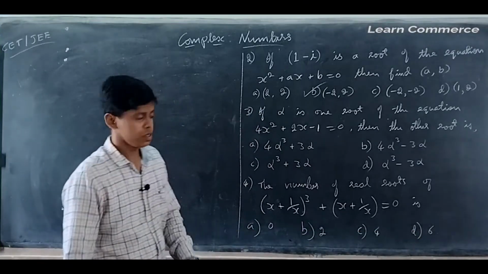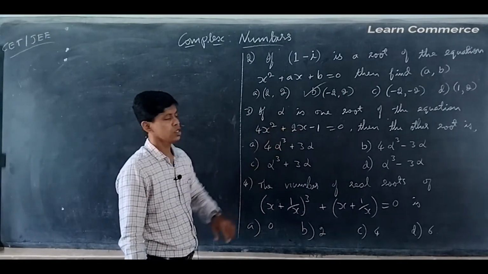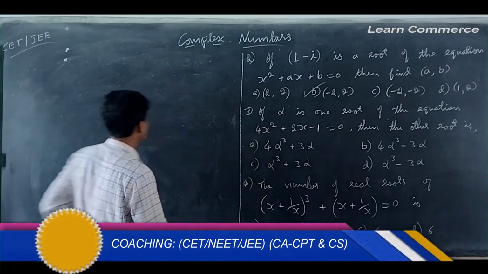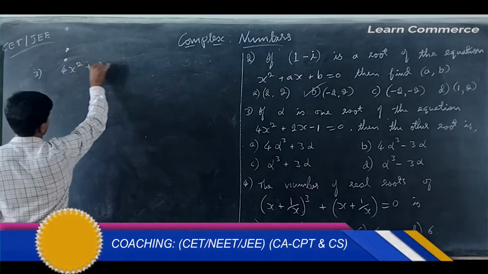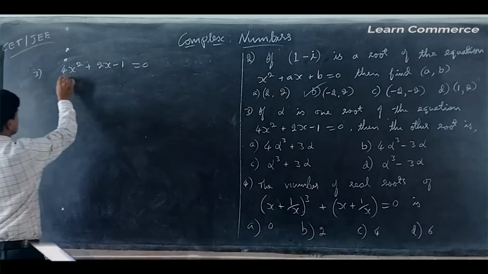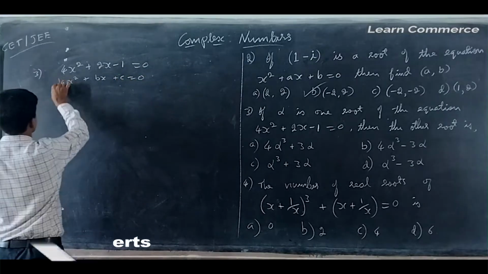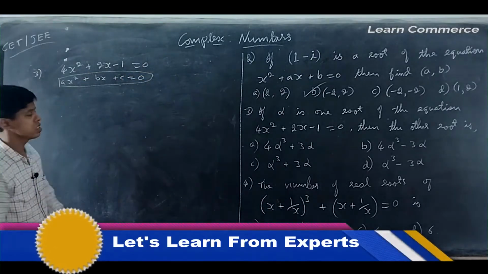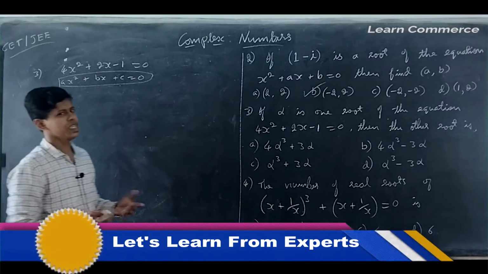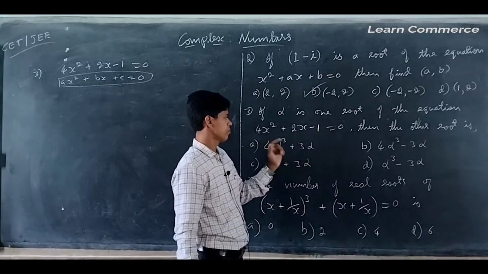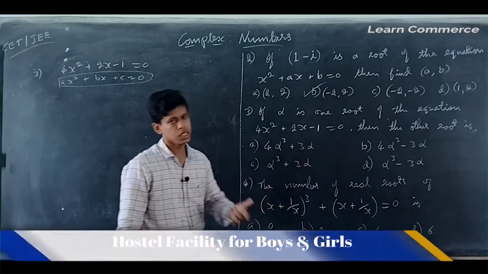Well, now the third question: if alpha is one root of the equation, then the other root is. A quadratic equation is given to us, so let's start with that. This is like ax square plus bx plus c is equal to 0. Now, let alpha and beta be the two roots. What you have to find is beta. Is it equal to option A, B, C or D?